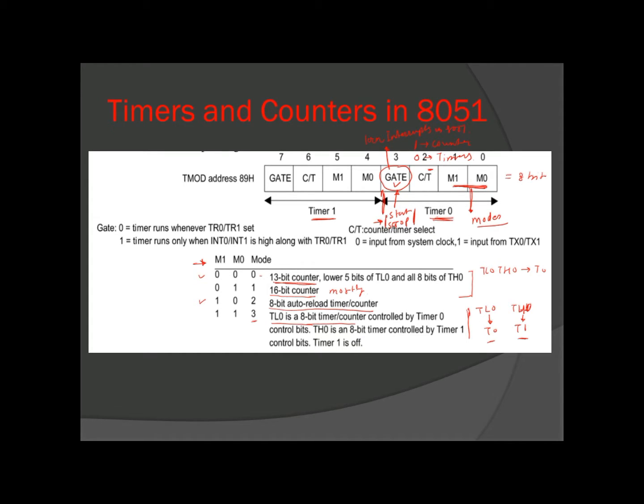Now when we move to timer 1, the bit configuration or the functions of these bits are the same as that of timer 0, with one change: these bits affect timer 1 and those bits affect timer 0.